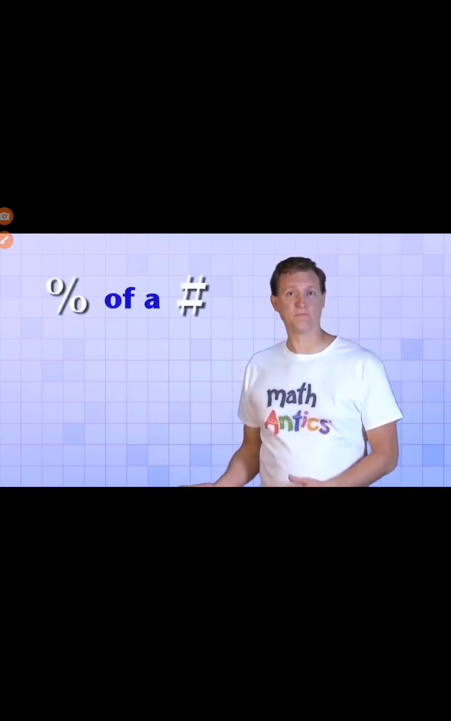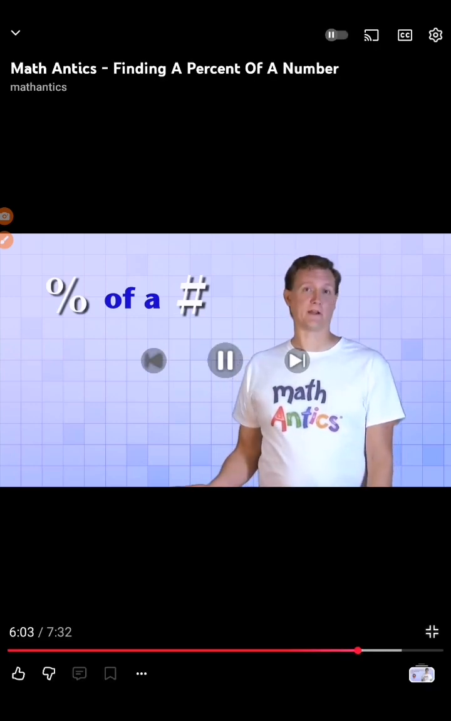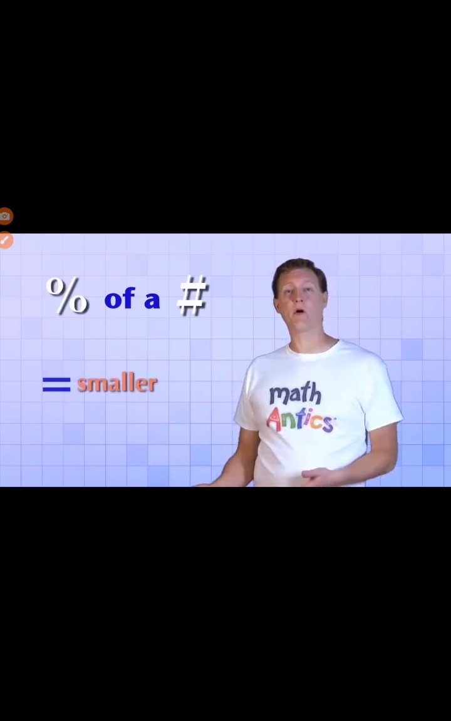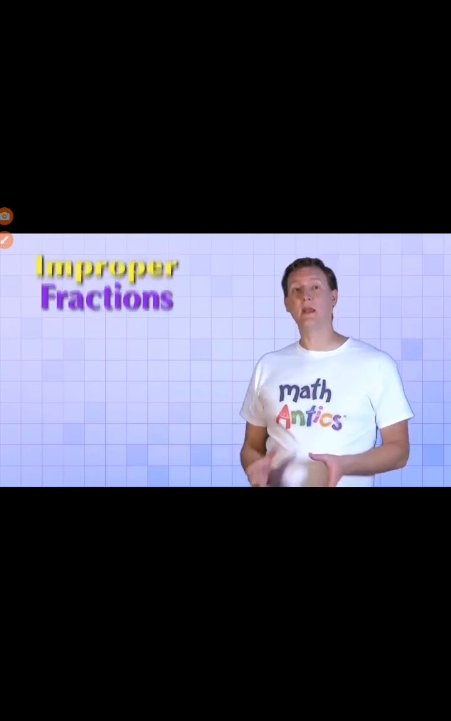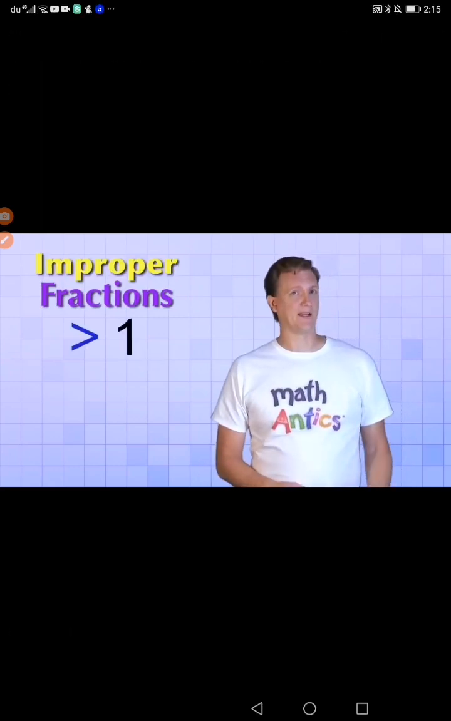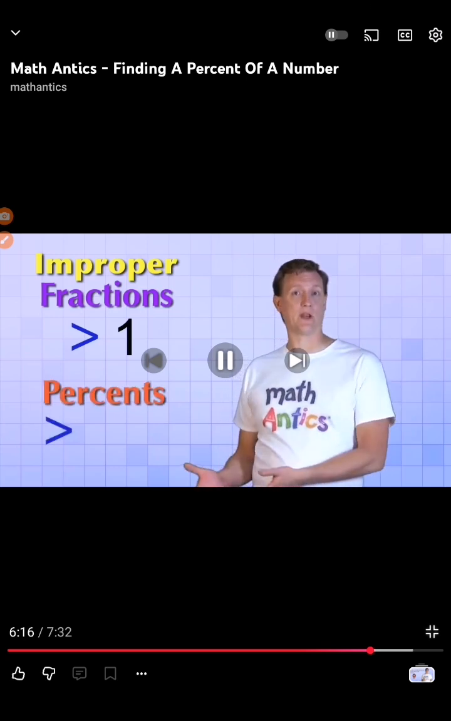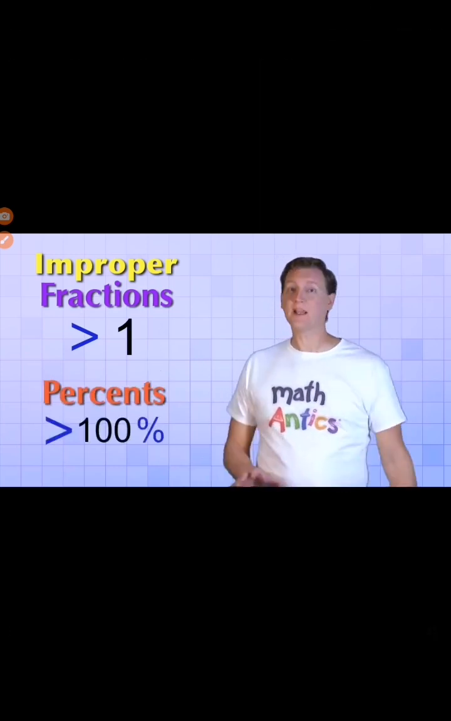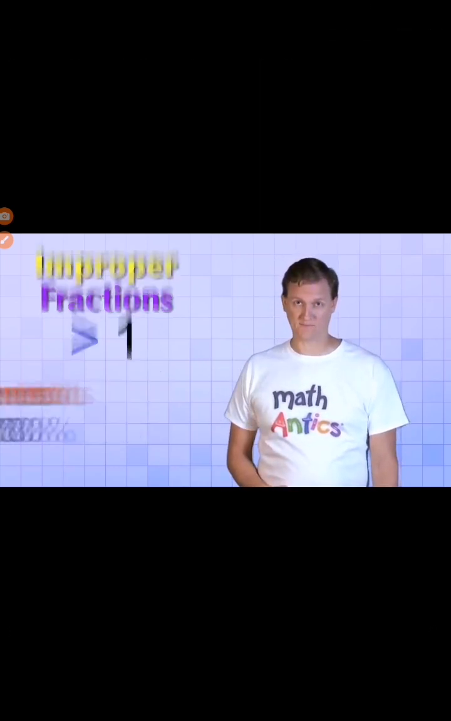Okay then. In the last two problems, we found a percent of a number, which, like we learned at the beginning of the video, just means finding a fraction of an amount. And like you'd expect when finding a fraction of something, the answer was smaller than the amount we started with. But remember, fractions can be improper too, which means that their value is greater than 1. And in the same way, percents can be greater than 100%. So you might come across situations like this.